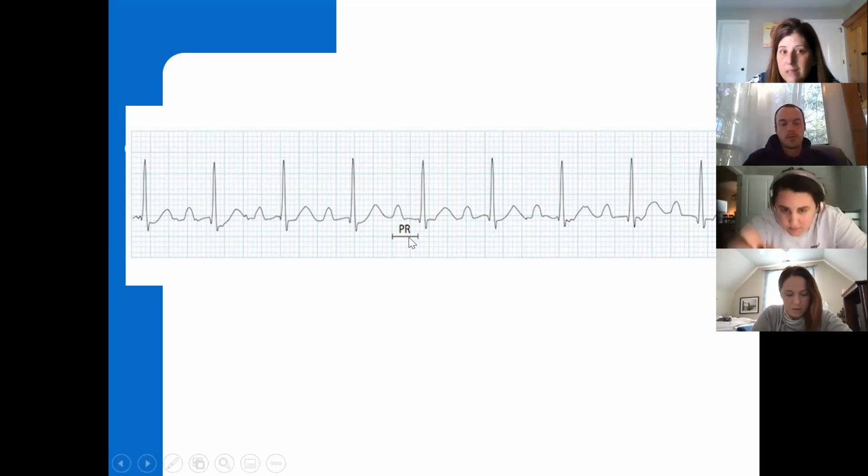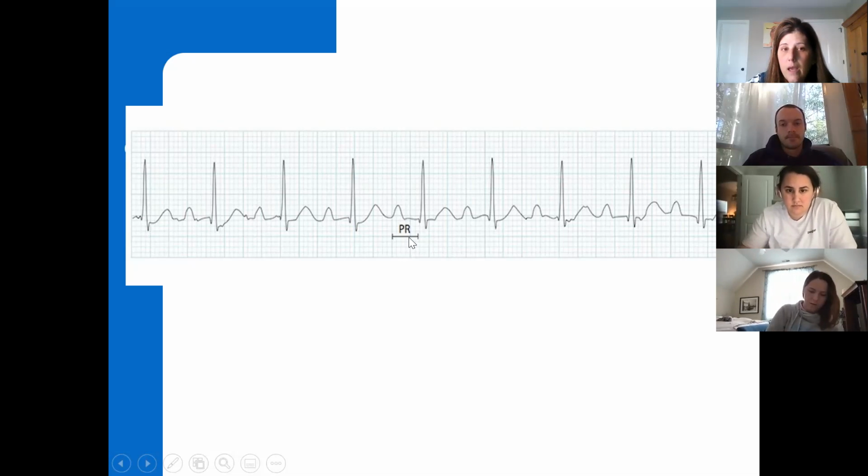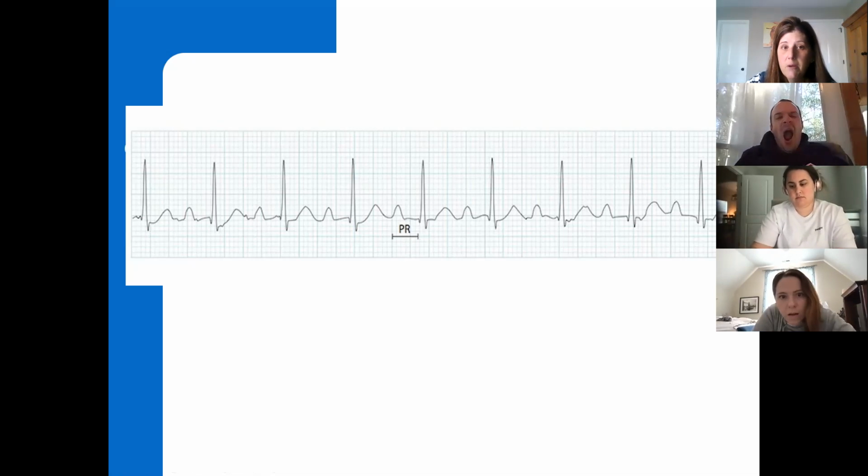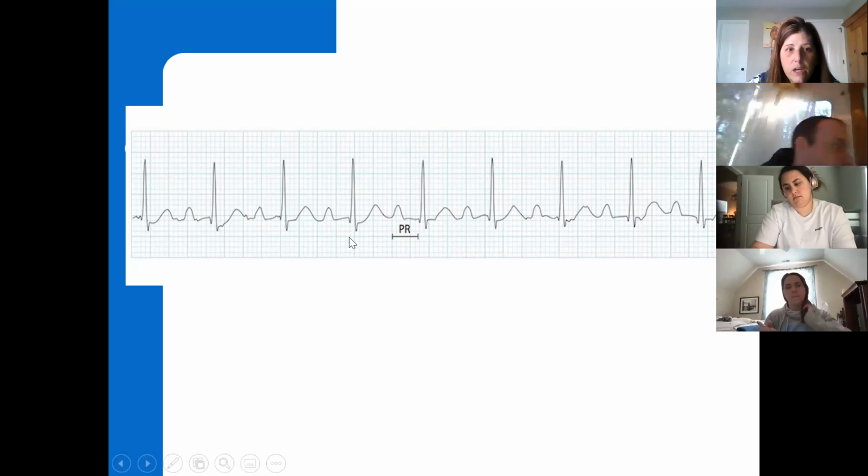So one full box is 0.20, and I've gone beyond that. So my PR interval is measured from the beginning of my P wave to the beginning of my QRS complex. It is elongated. It is prolonged. Okay?